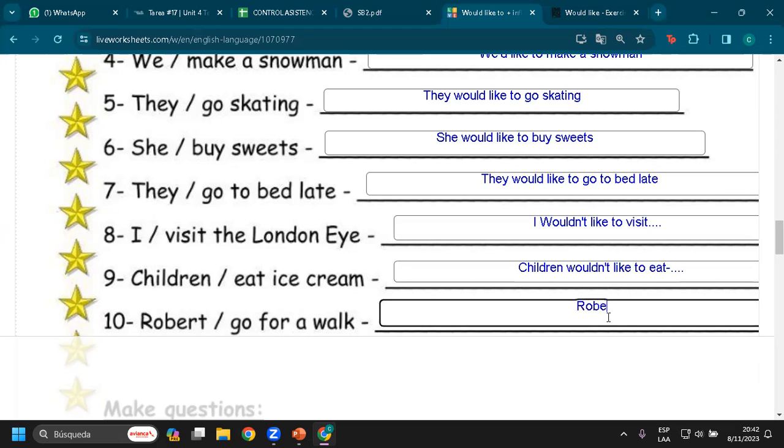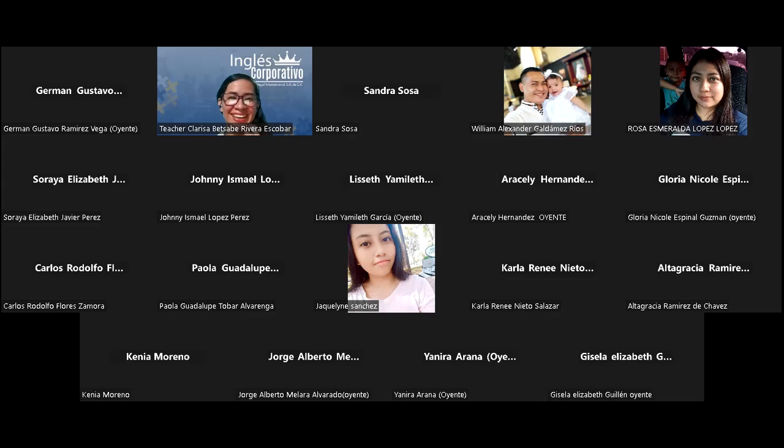Y la última, ¿qué pasa si es en terceras personas, everybody? Robert. Wouldn't like. Ajá. To go for a walk. That's the one. ¿Cambió en terceras personas, sí o no? No. It's exactly the same. Exactly. Pretty easy. Easy or difficult, this topic? Easy. So, everybody, preguntas hasta acá? No questions? Are you sure? No, teacher. Okay, very good.